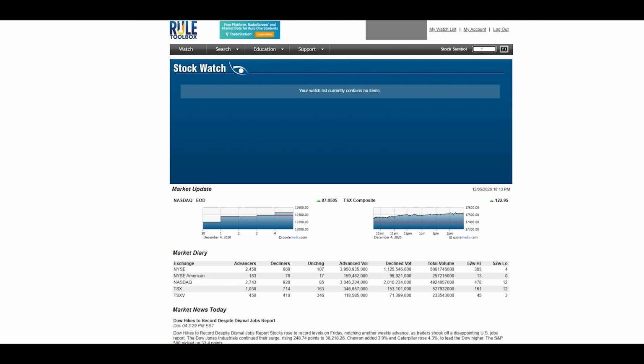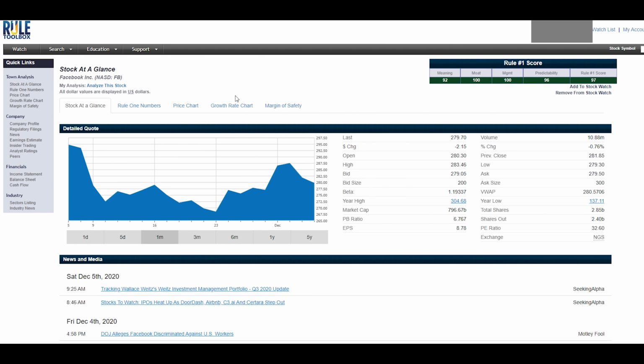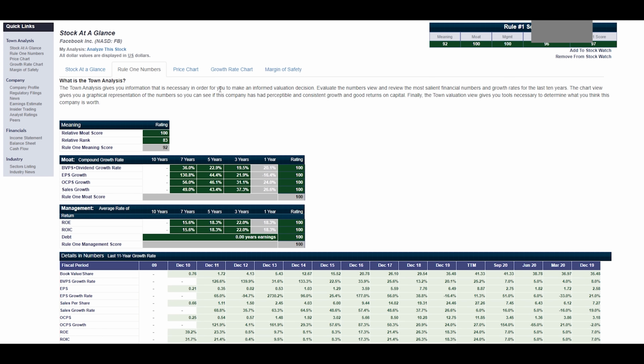So what you can do is type in Facebook. There we go. And we can go to Facebook's page. It is a bit of a clunky website. It is a little bit dated. However, the numbers are still here. So you can go over to Rule 1 numbers and then have a look at this.